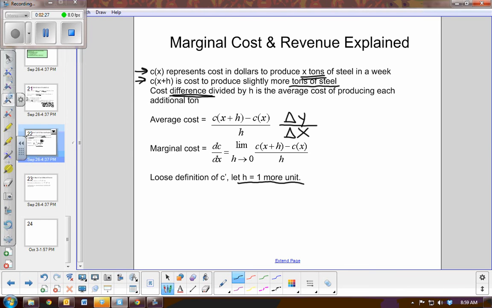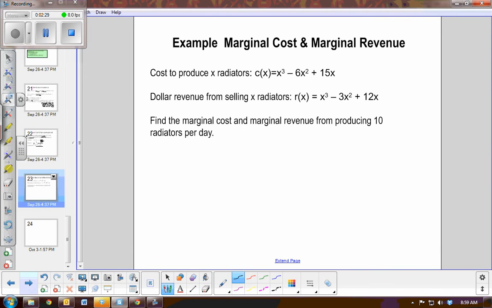Let's do an example. So let's say I'm producing radiators, okay? And this is the function that represents the cost of producing radiators. We're going to be looking at radiator production. We're going to be looking at 10 radiators. But first of all, let's find out, what is the average cost of producing 10 radiators, okay?